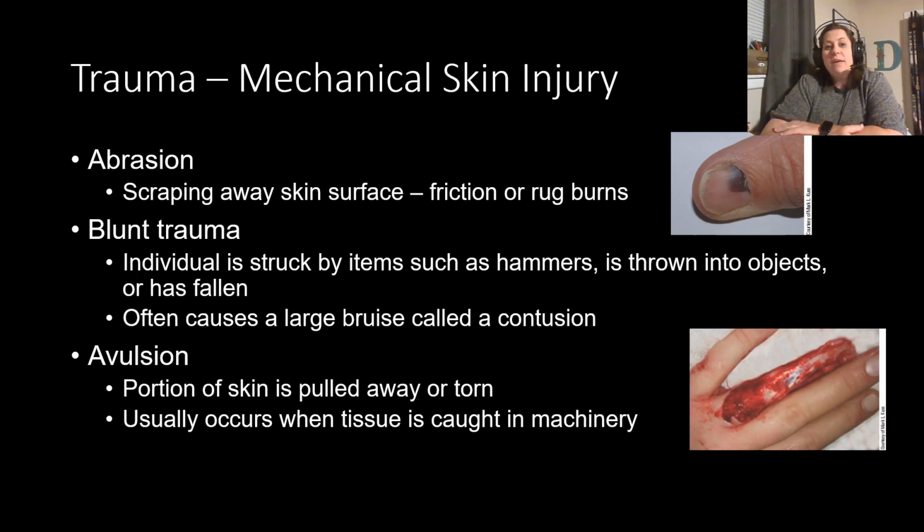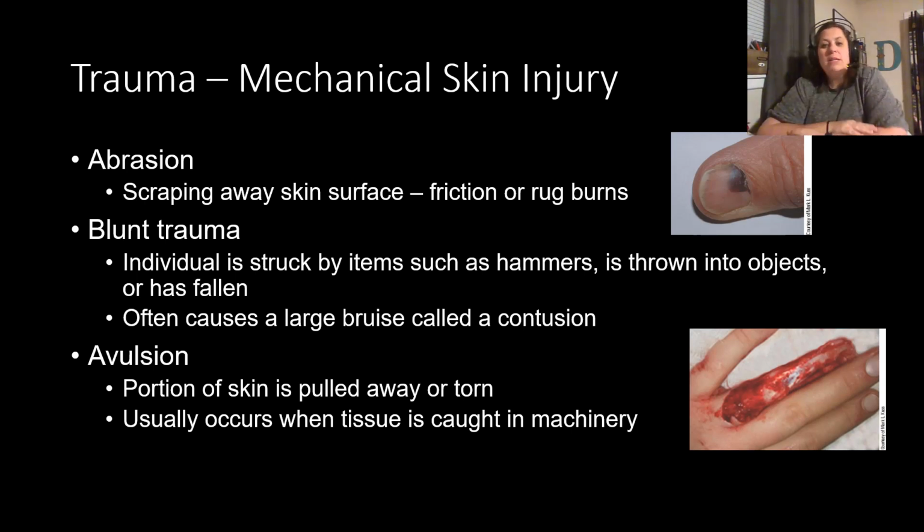Blunt trauma is when an individual is struck by an item such as a hammer, something is thrown against the object, or it has fallen on you. It often causes a large bruise-type area that we call a contusion. So you can see here somebody might have hit their finger with the hammer.